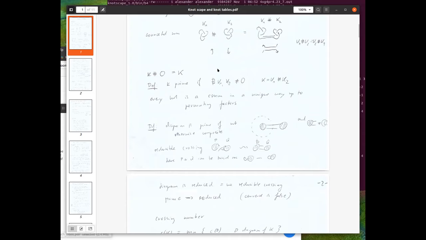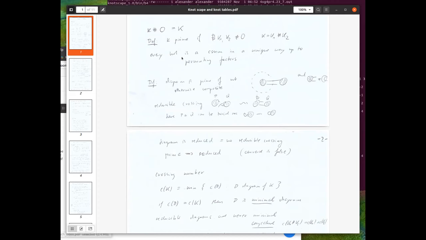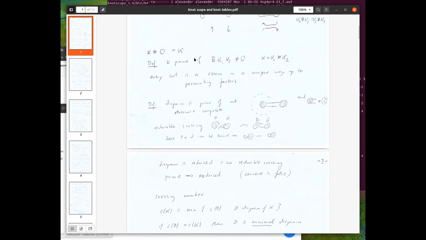Okay. And this fact is a little bit like every integer is the product of prime numbers, which is unique up to permuting the factors. So you can think a little bit of knots like integers and prime knots like prime numbers. Okay. So, and now I did this a few times.